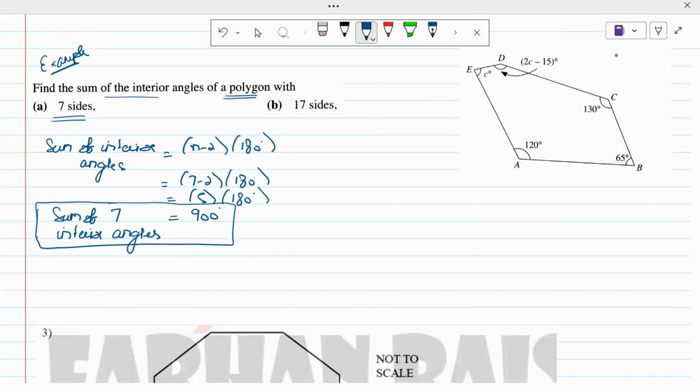And same thing we'll do for 17 sides. For 17 sides, we'll simply substitute n as 17 in the same formula. So you can try this yourself later. Okay.